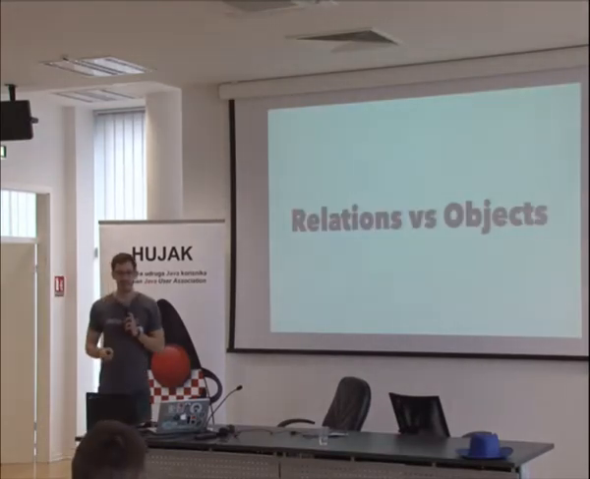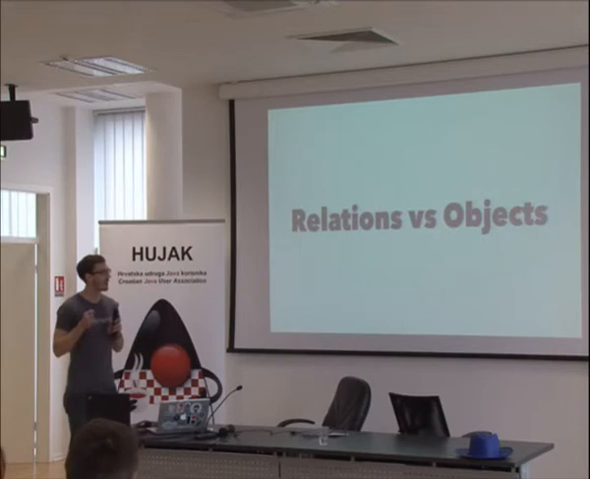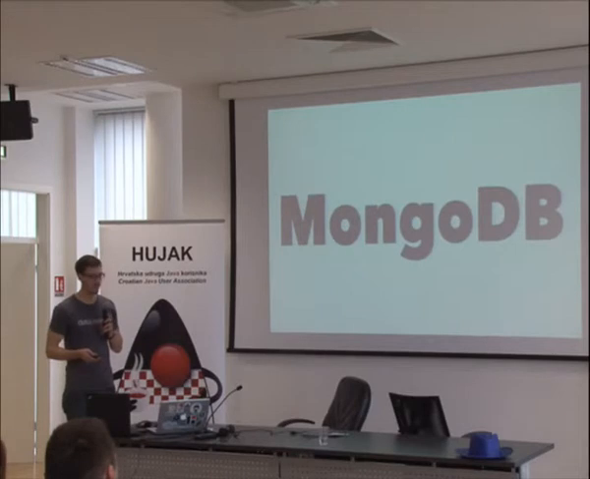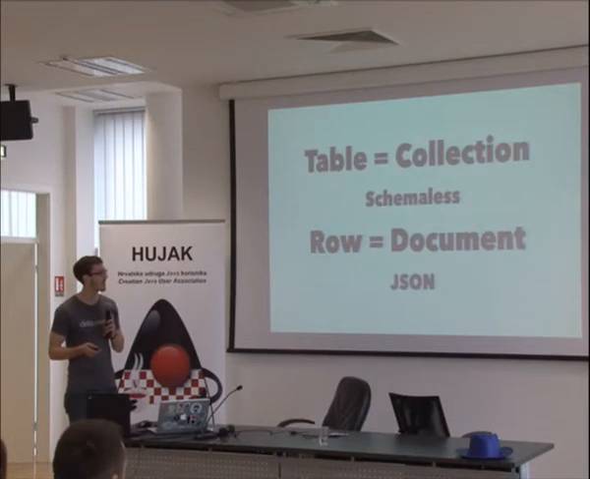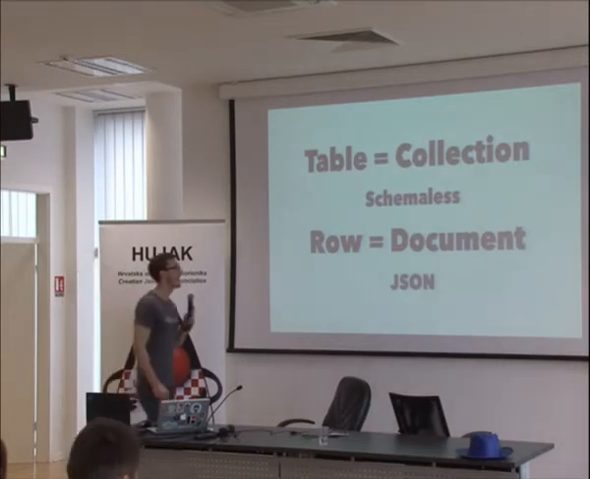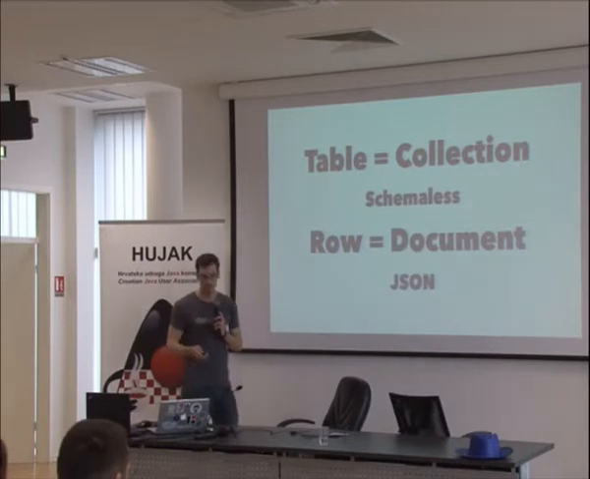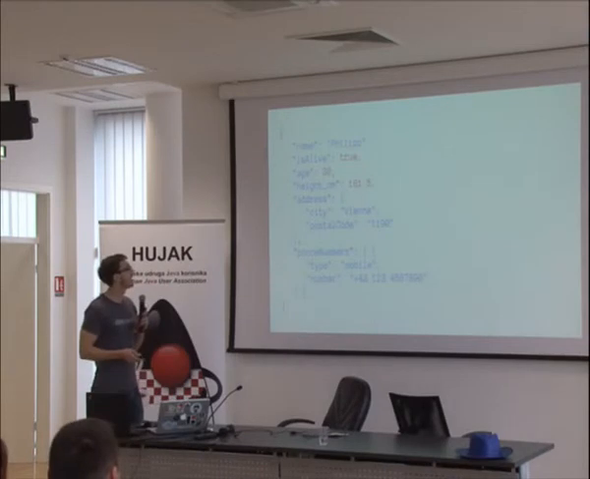The problem is relations versus objects. The relational model that relational databases use doesn't really fit that well with object-oriented languages like Java. So that's where MongoDB comes in, because it's not relational, it just uses JSON documents instead of rows. And yes, the tables are called collections, but that's basically the same. It's just there is no schema. And instead of rows, you just have single JSON documents.